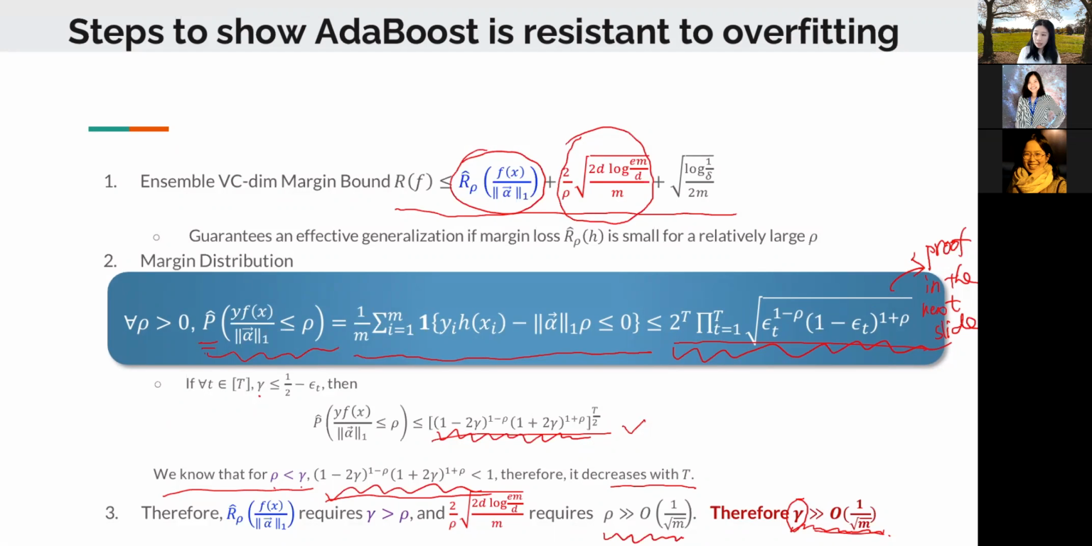One thing that is still unclear is how we prove this margin distribution bound. I'm going to pause a second to see whether people have confusions about this slide. This is a very important slide. It is the overall idea of how we can show AdaBoost is resistant to overfitting.